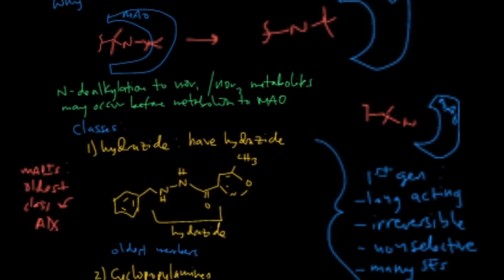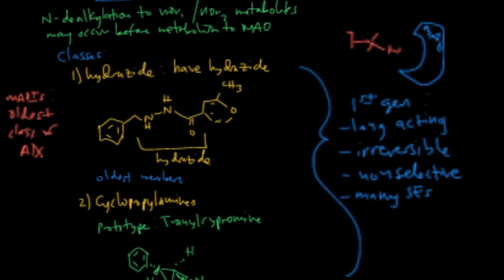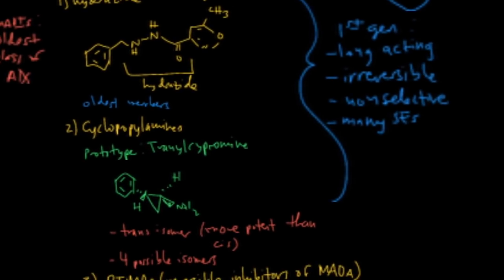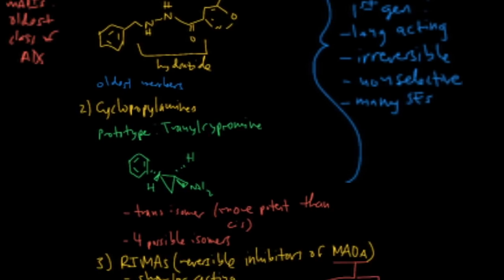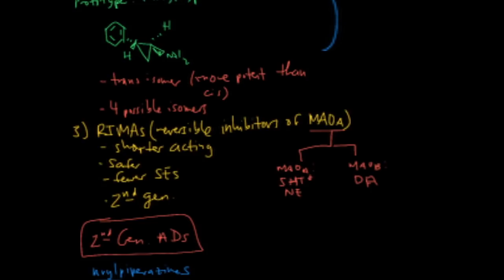Your classes of MAOIs include hydrazides and cyclopropylamines. These are your first generation. So they're long-acting, irreversible, non-selective, and they have many side effects. Remember, tranylcypromine is the trans isomer, which is more potent than the cis isomer. RIMAs are your second generation. They're shorter-acting, safer, and produce fewer side effects.